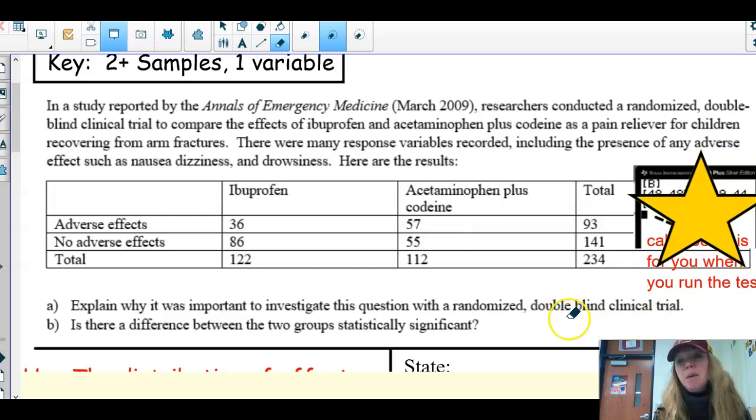The next thing is that double blind part. That's where the kids don't know what medicine they're getting and the researcher doesn't know what they're getting, right? So that helps control bias as well.